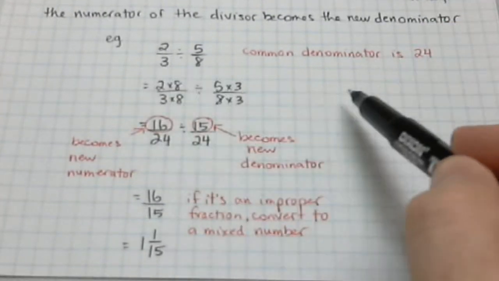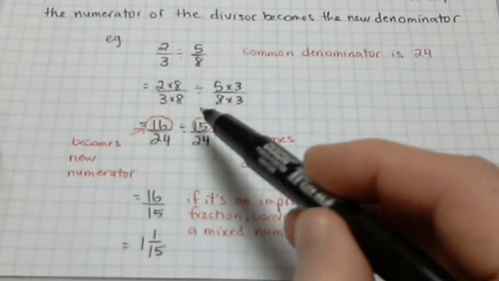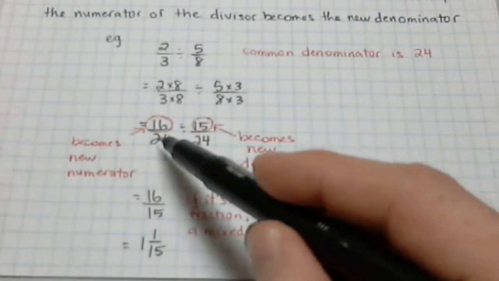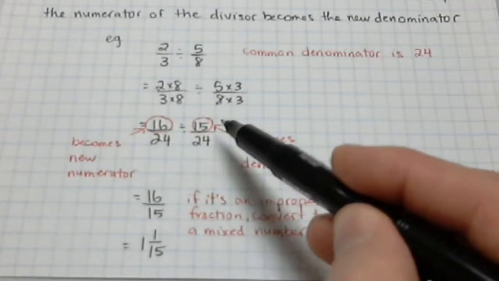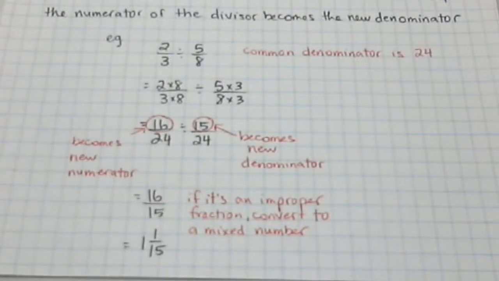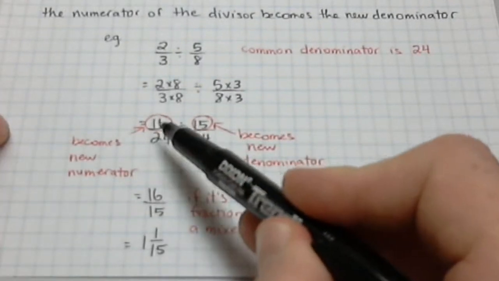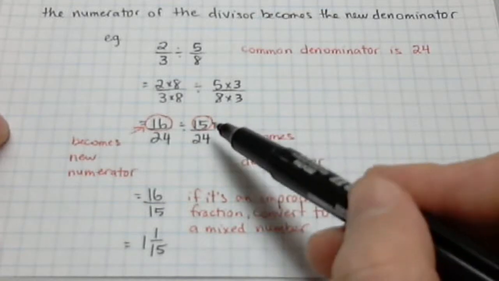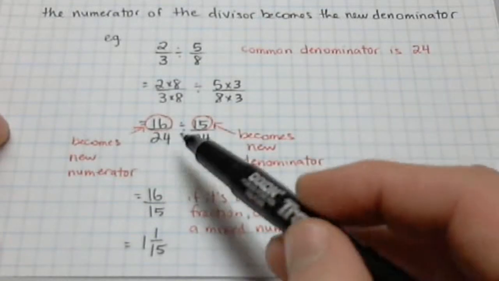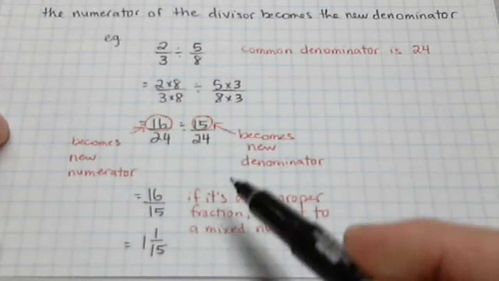Between 3 and 8, the common denominator is 24. So I do my multiplication stuff. So then I end up with 16/24 divided by 15/24. Okay, now the 16 becomes my new numerator, and then my 15 becomes my new denominator. Okay, so that's my answer down here, 16/15.